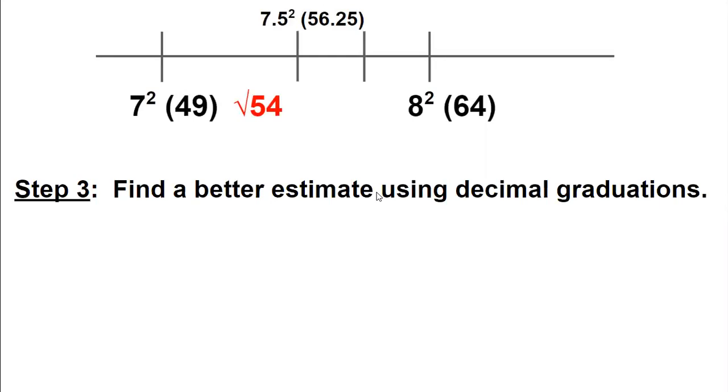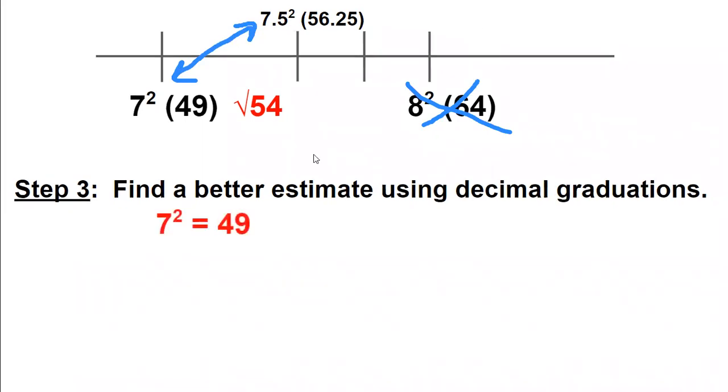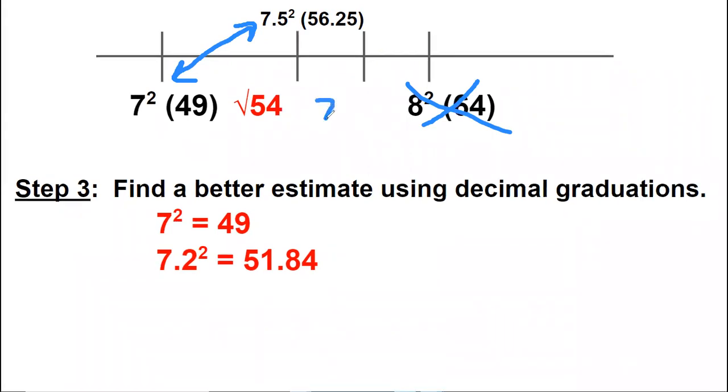Step 3 is find a better estimate using decimal graduation. So again, remember we crossed off this because that was too high. We're between these two. We're going to want to find the exact center between 7 and 7.5. How do we do that? 7 squared is 49. 7.2 squared. Well, let me go back one. Let's first find the center. So we have 7. We're going to add 7.5. And then we're going to divide by 2. That'll give us the exact center.